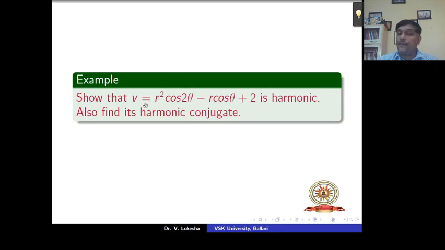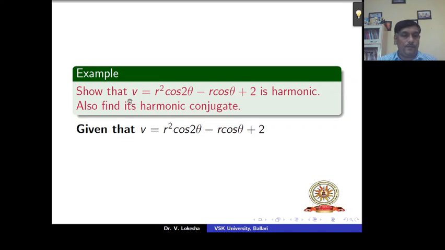Here, the function is in terms of r and theta, which means it is in polar coordinates. First, we can start with the problem: given v is equal to r² cos 2θ minus r cos θ plus 2. What is the first step? First we will find the first order partial derivative as well as the second order partial derivative.